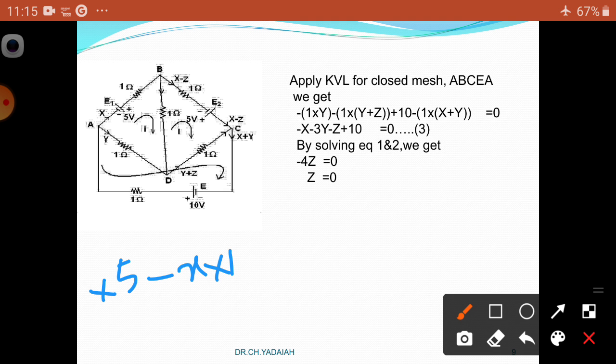Now the B to C branch. The B to C branch we have taken with the current direction this way. So here both currents are equal, in the same direction.